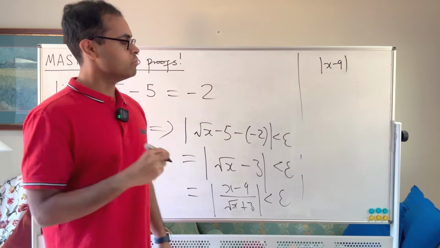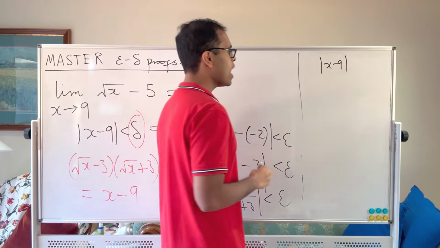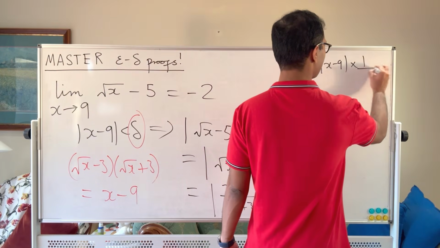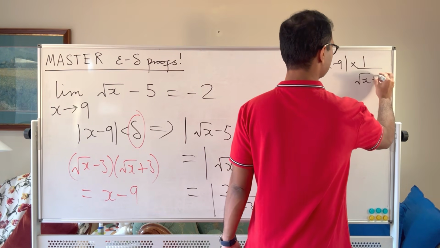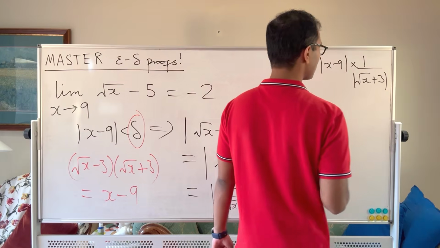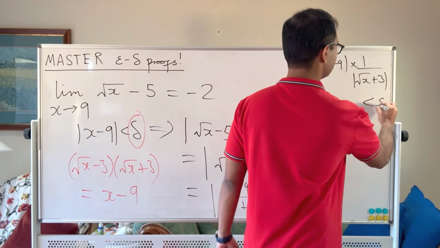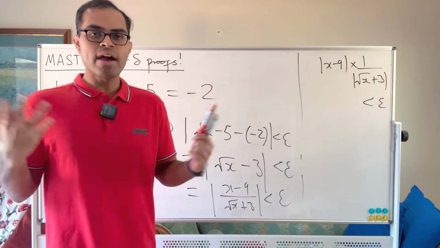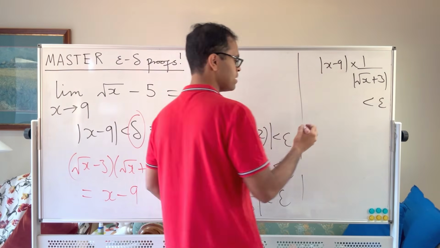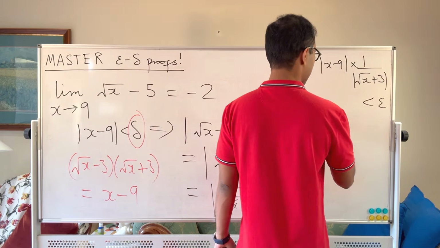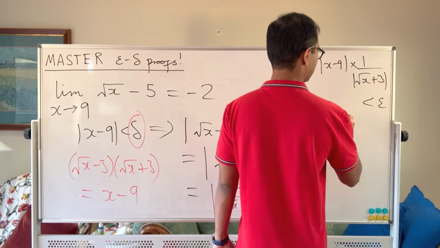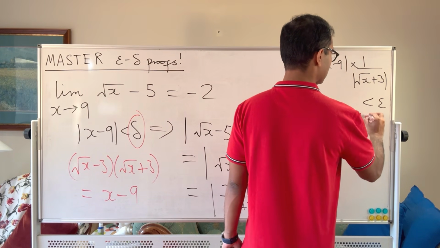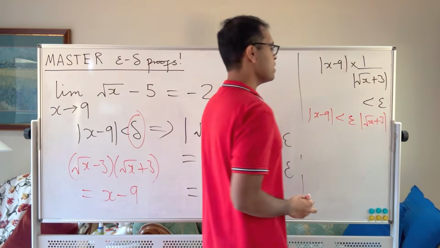We have that power. We can make it as small as we like. But the root x plus 3 we don't quite know. So we multiply this by 1 over root x plus 3, or the absolute value of that. So we want to say that this is less than epsilon. So if we make x minus 9, so we have the power to make it as small as we like. So same game, let's say that we make the absolute value of x minus 9 to be less than epsilon times the absolute value of root x plus 3. Okay, let's say we do that.